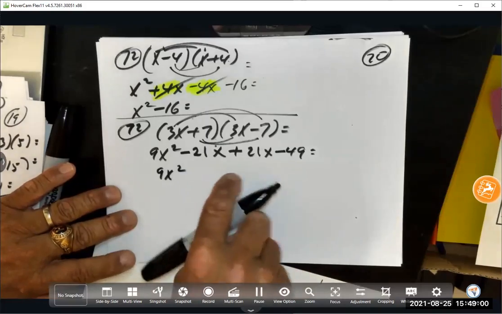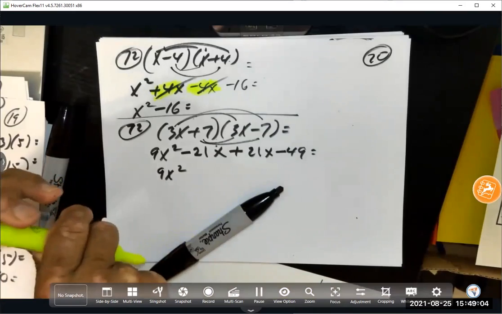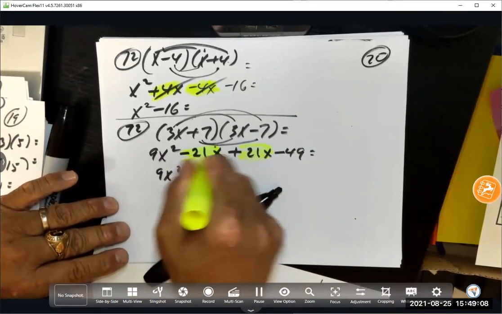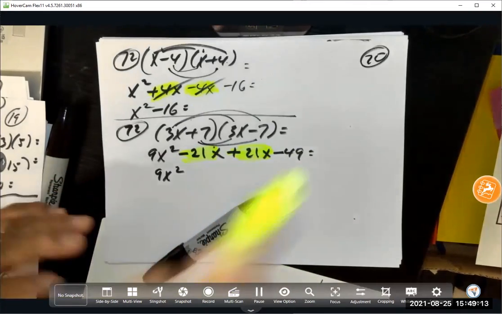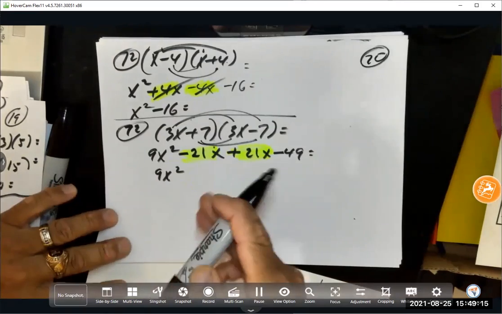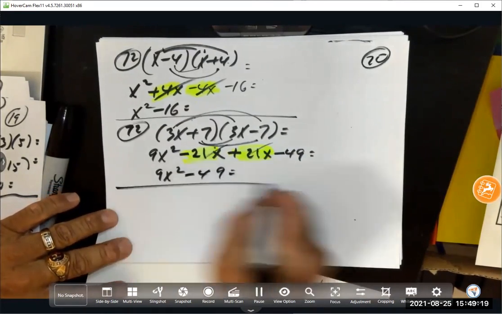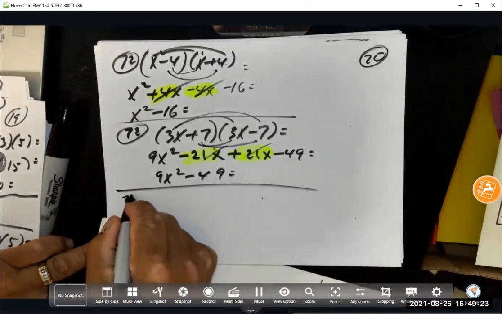So 9x squared. Uh-oh. You won 21 and you lost 21. What about this one? You think this one cancels out? Is that okay? Yeah, because it's 21 positive, negative 21. Hey, they're gone. They're out of here. So, is that left over? Yes or no? Yes.